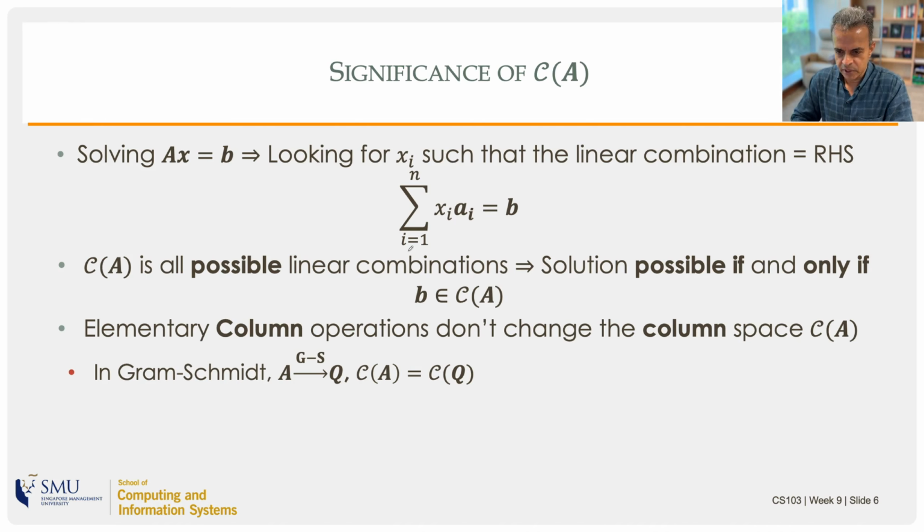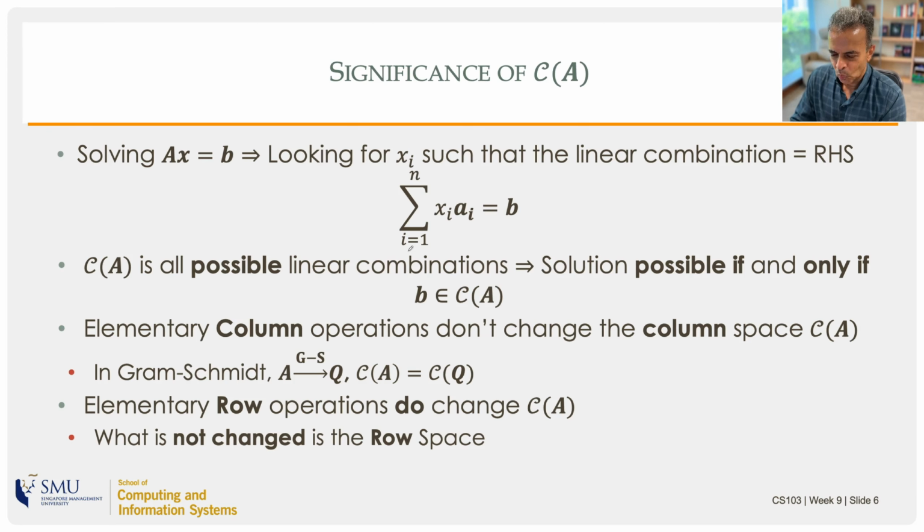That is the significance. The other thing I just mentioned, the elementary column operations that you performed, for instance, in Gram-Schmidt, will not change the column space. So in going from A to Q using the Gram-Schmidt process, the column space of A is the same as the column space of Q. And what will not change in performing the row operations would be a space called the row space.